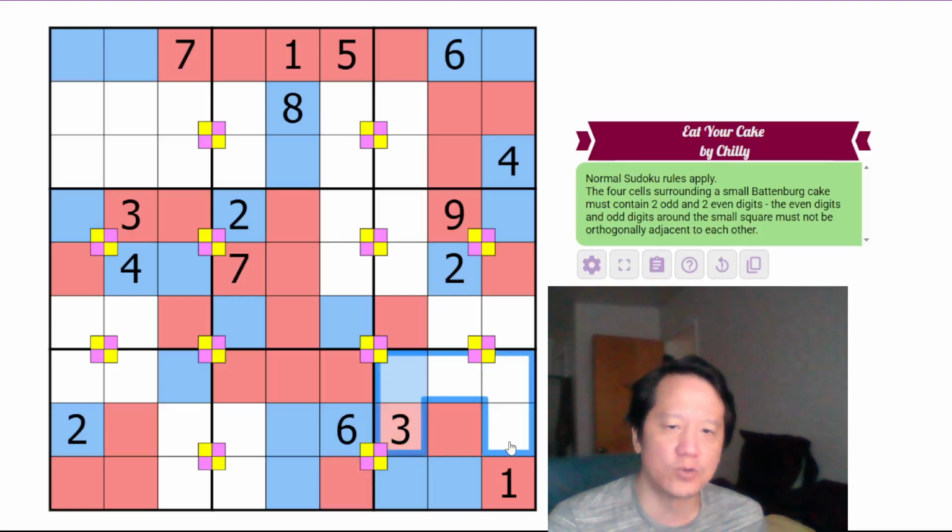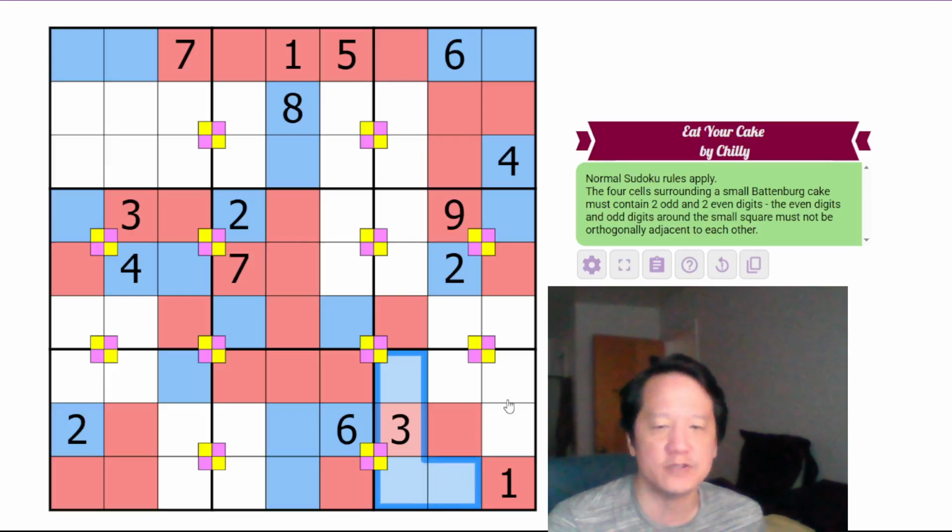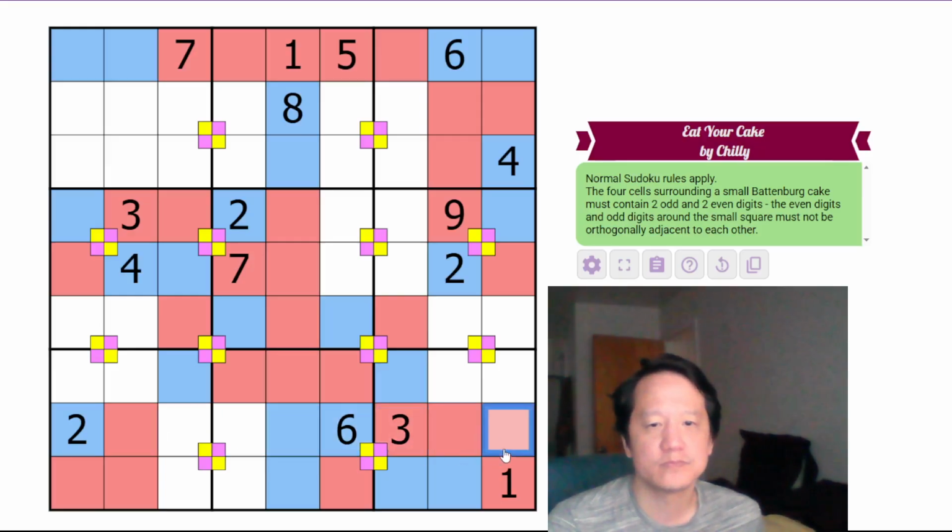Same with this lower right-hand box. We are guaranteed one of these 2 is even. We have 3 evens in the box. That means the rest of the box cannot be even. These are odd. Okay.